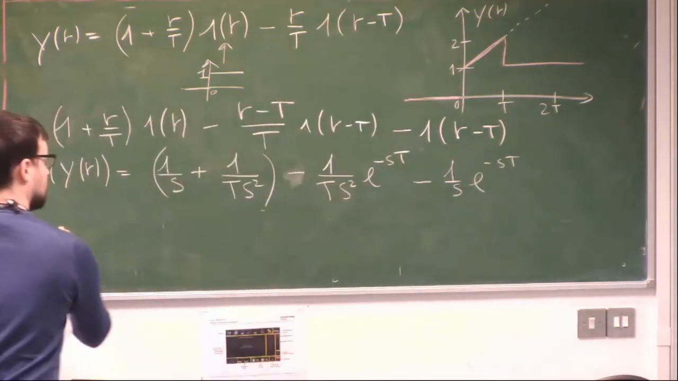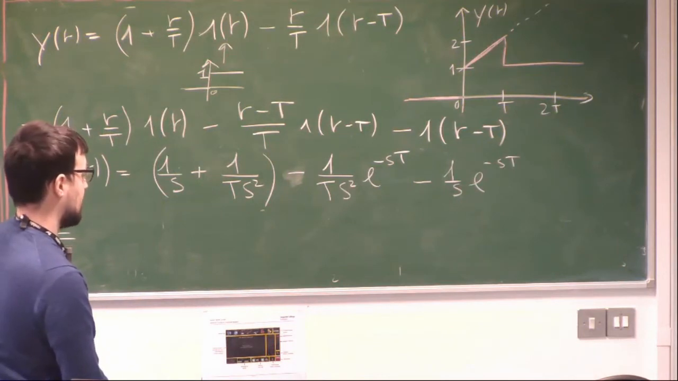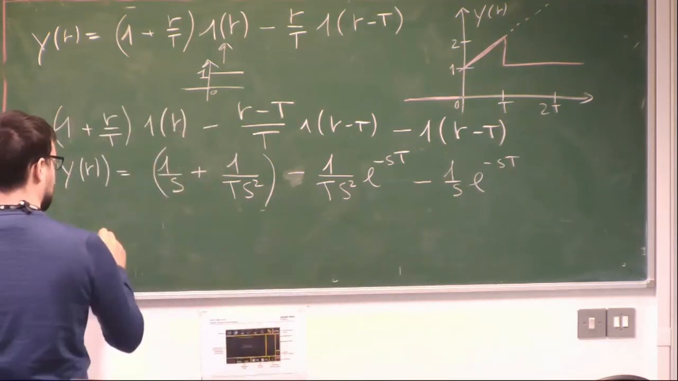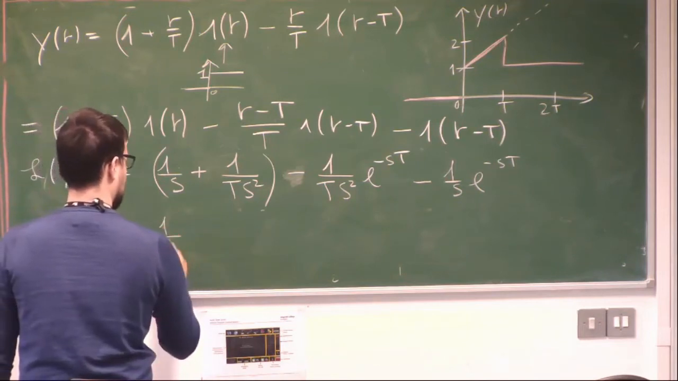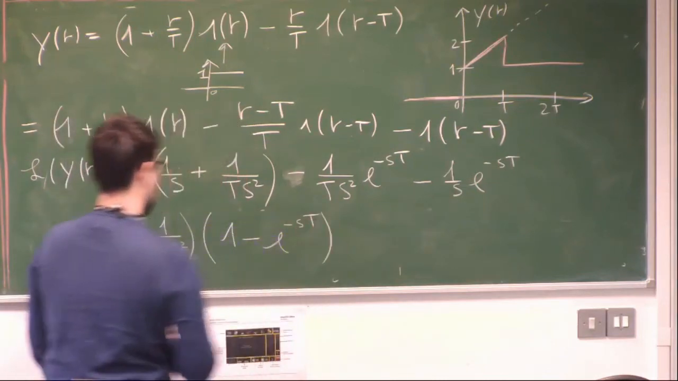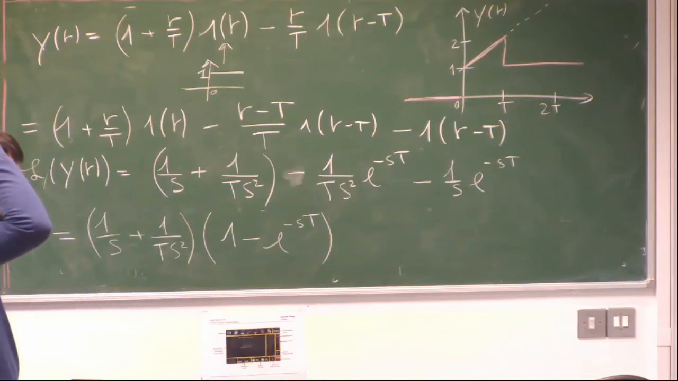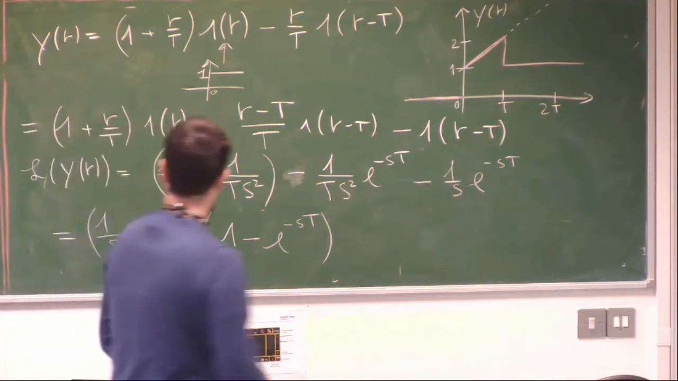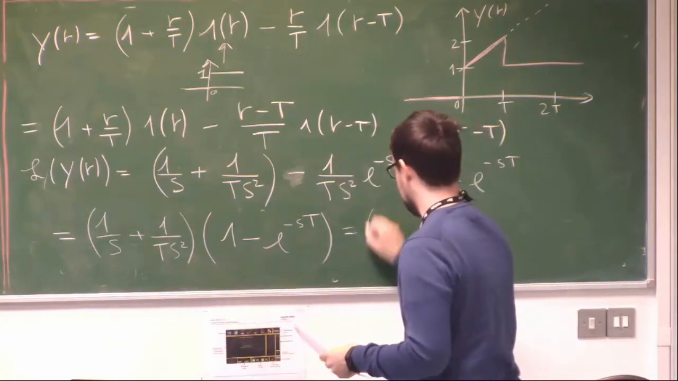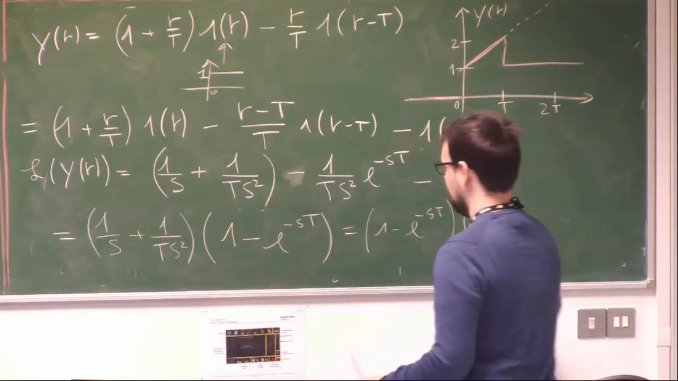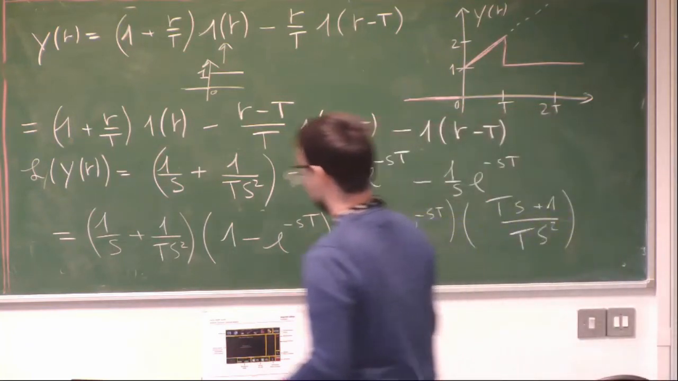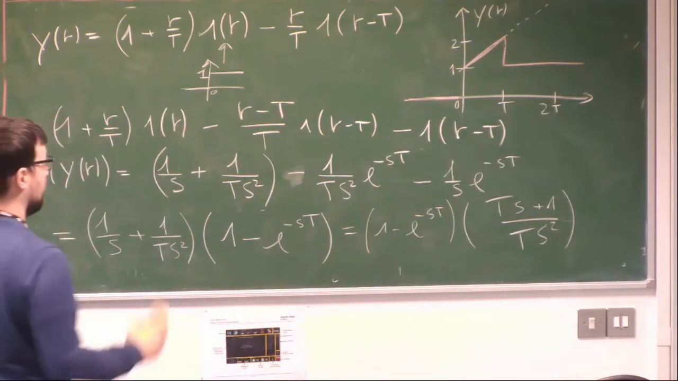Okay, so we can write this by factorizing things. You see that this term appears both here and here. So we can write this as 1 over s plus 1 over T s squared, multiplied by 1 minus e to the power minus s capital T. So we have obtained this expression over here. Let's do an additional step, and in the last step we sum these two terms, and so we get 1 minus e to the power minus s capital T, times T s plus 1, divided by T s squared. That is the value of y of s.